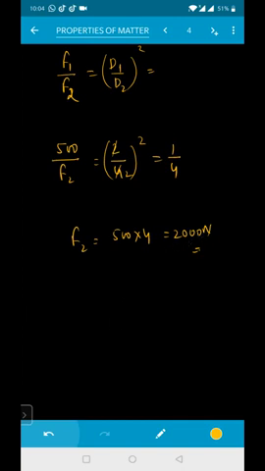Clear? Yes, sir. Another 2-3 points have been left out in this one, beta. That is about your bulk modulus as well as shearing strain and Poisson's ratio. That we will try to complete tomorrow and try to start the numericals on the properties of matter. Okay?